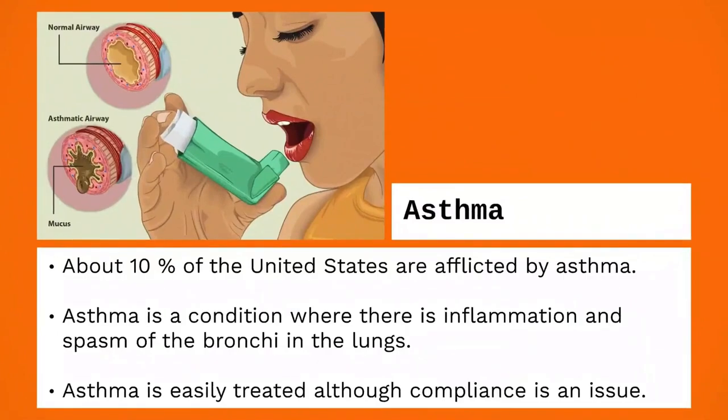So asthma, about 10% of the United States are afflicted with asthma. Asthma is a condition where there is inflammation and spasm of the bronchi and the lungs. Asthma is easily treated, although compliance is an issue. So asthma ends up with wheezing, shortness of breath, difficulty with exercising. It's going to be a tightness in the airways.